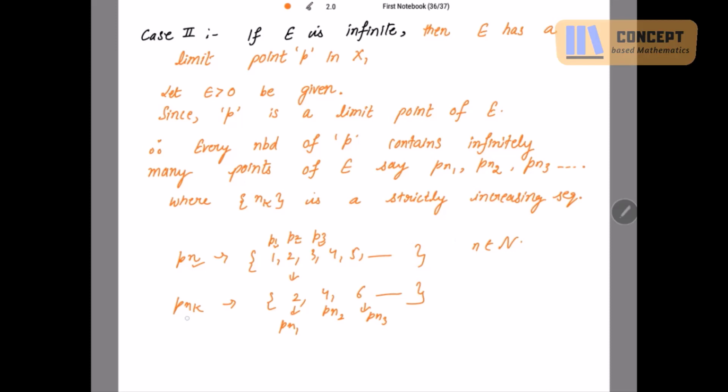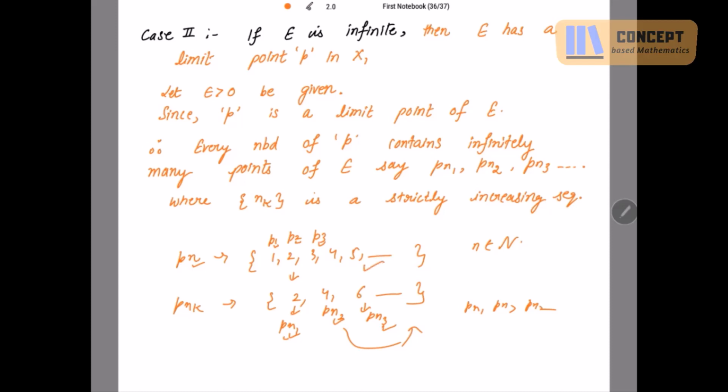And now the terms for the subsequences. Pn1 I take 2, Pn2 I take 4. So this must also be increasing. If I do not write the word increasing over here, they can take first Pn1, then Pn3, then Pn2. The sequence will be disturbed then. They can think of Pn1, then Pn3, then Pn2. So the sequence is disturbed. So I must write strictly increasing sequence so that the order of the sequences is maintained.